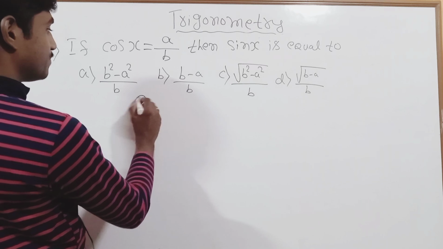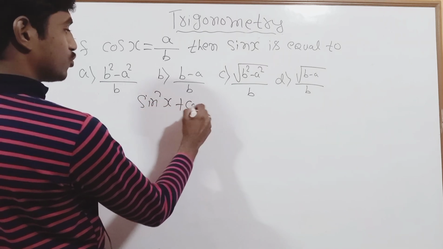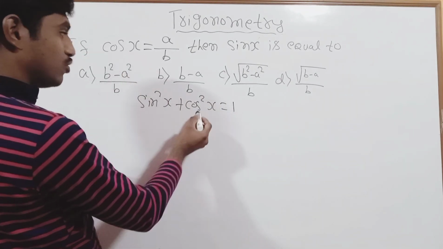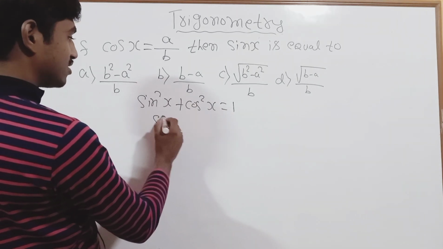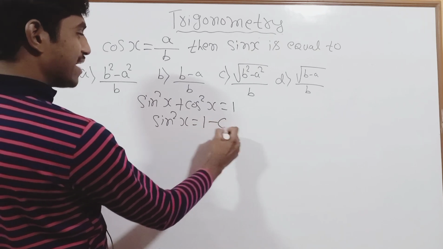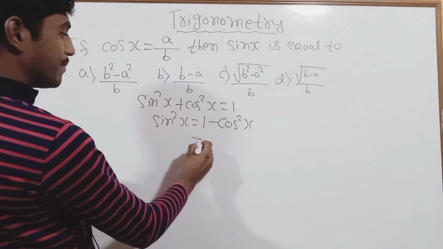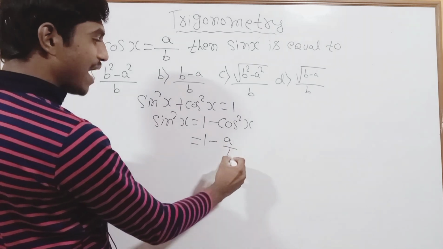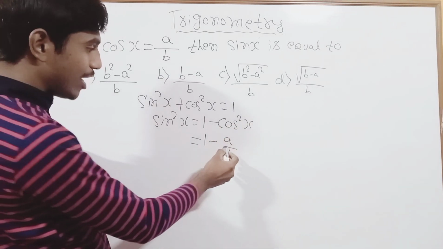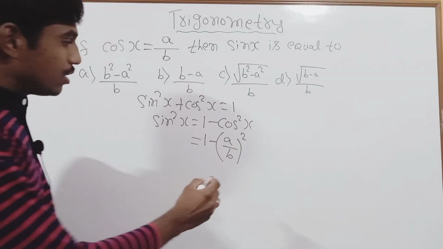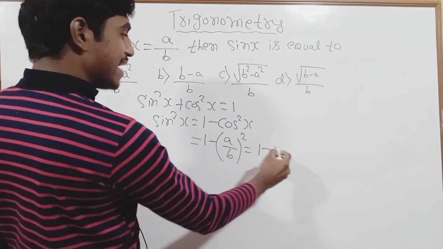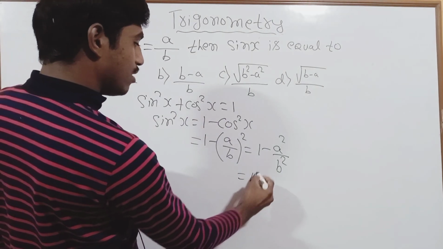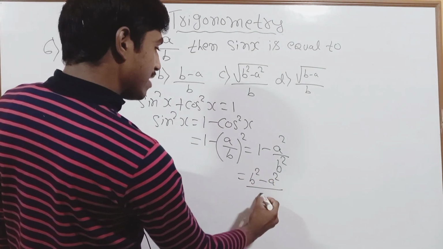So sin square x plus cos square x equals 1. They have given the value of cos x, so I will transpose cos square x to the other side. We get sin square x equals 1 minus cos square x. Cos x is a by b, so that means a by b whole square. This becomes 1 minus a square by b square. If you take the LCM here, you get (b square minus a square) divided by b square.